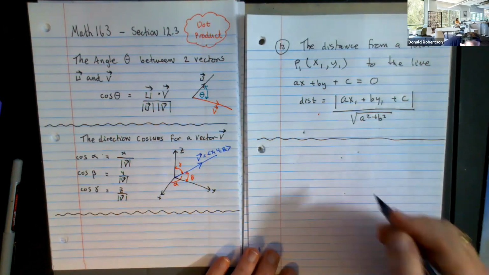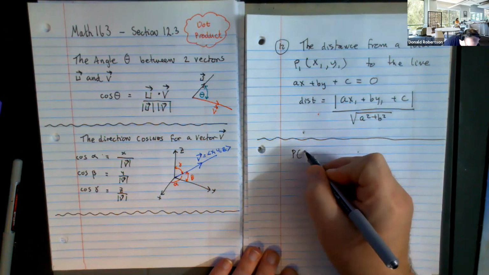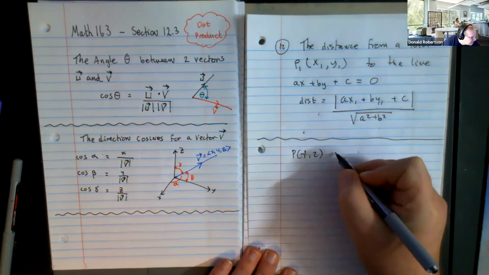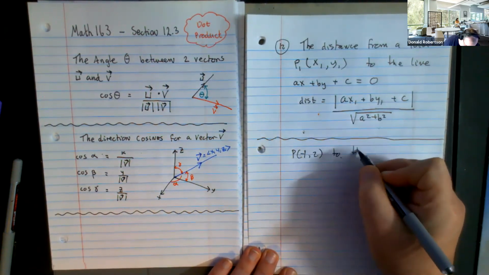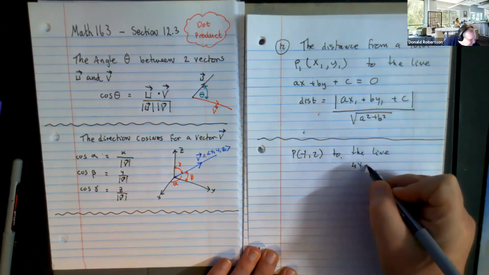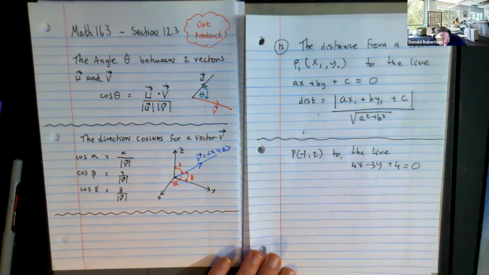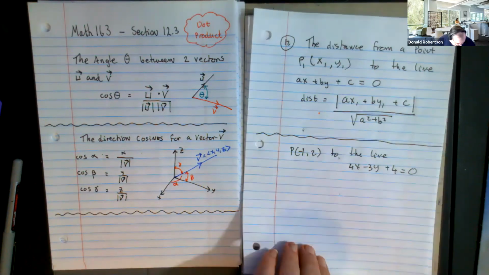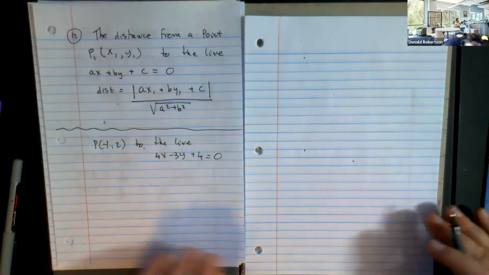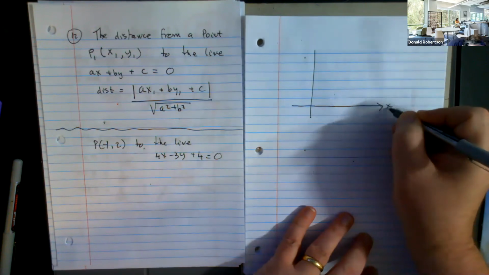And we're being asked to calculate the distance from the point with coordinates -1, 2 to the line 4x take away 3y plus 4 equals 0. Now I will be doing that question in a few moments. I just want to show you physically, geometrically what we're talking about. This is a 2D world question.